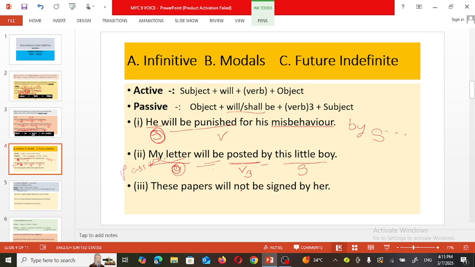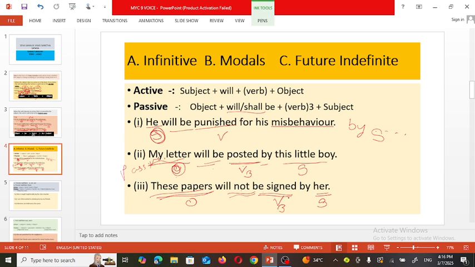These papers will not be signed by her. Here signed is the action, the verb. That action is done by whom? That is the subject. And on whom? These papers, so that is the object. These papers are the object, will not be is the to be form, signed is the verb third form, by her is the subject.